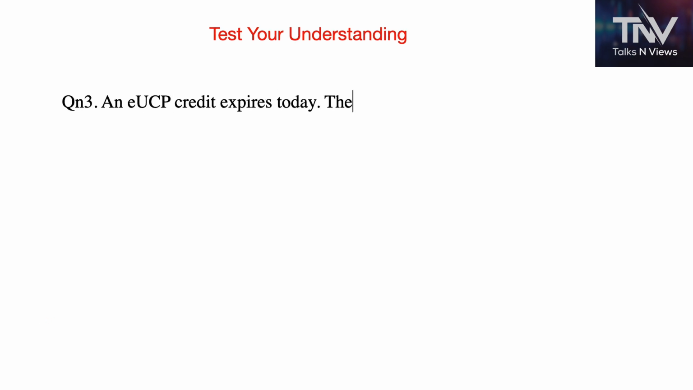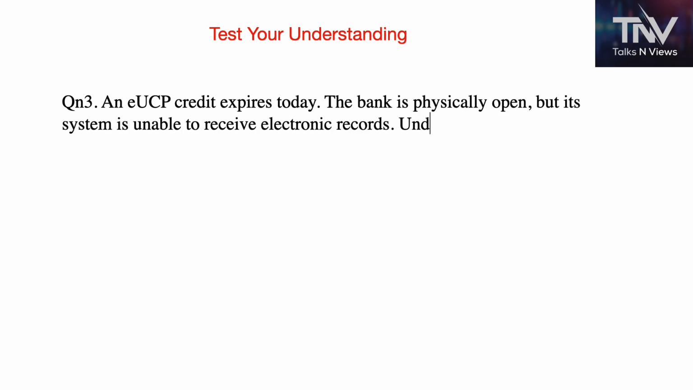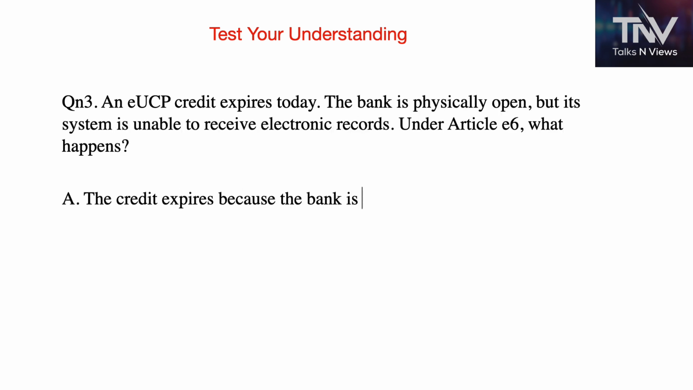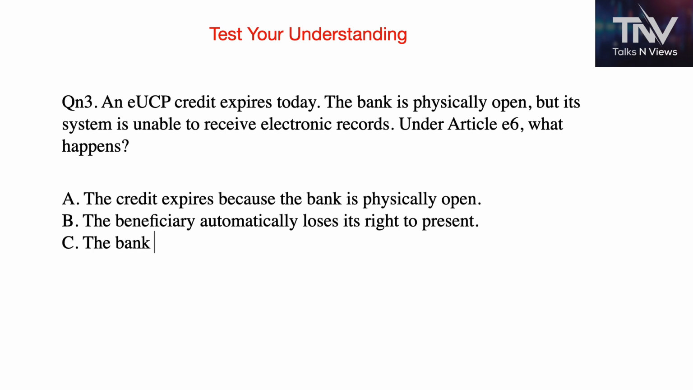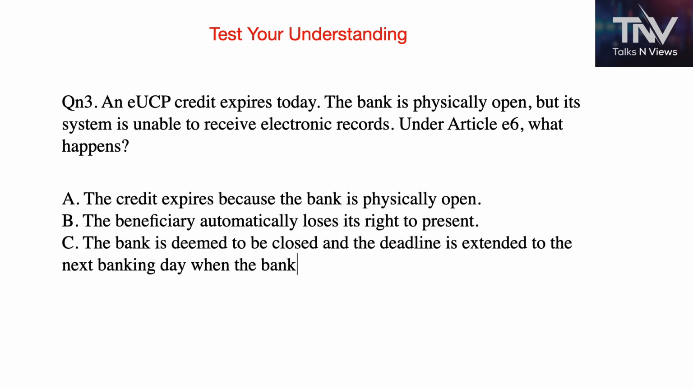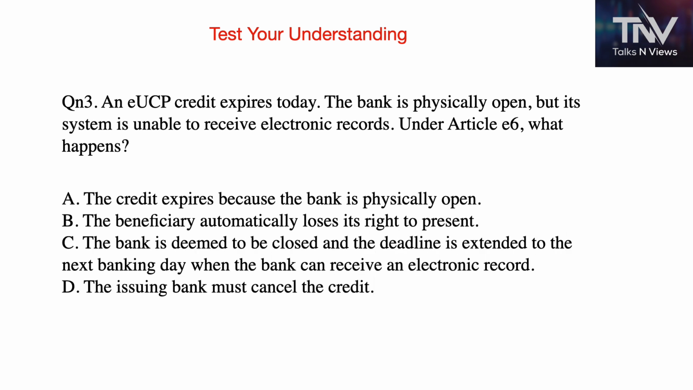Question 3. An eUCP credit expires today. The bank is physically open, but its system is unable to receive electronic records. Under Article E6, what happens? A. The credit expires because the bank is physically open. B. The beneficiary automatically loses its right to present. C. The bank is deemed to be closed and the deadline is extended to the next banking day when the bank can receive an electronic record. D. The issuing bank must cancel the credit. Answer: C.